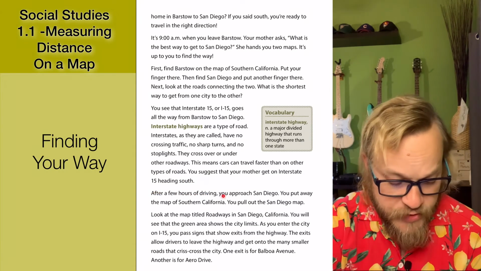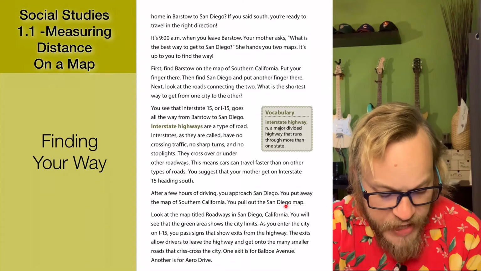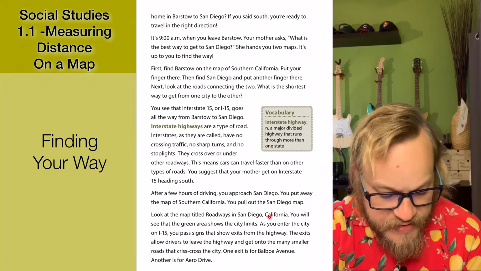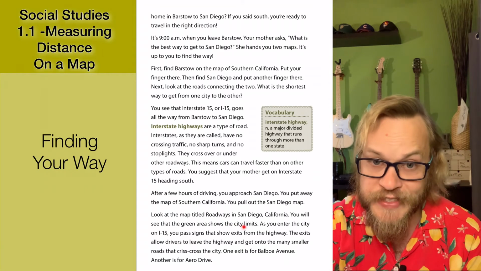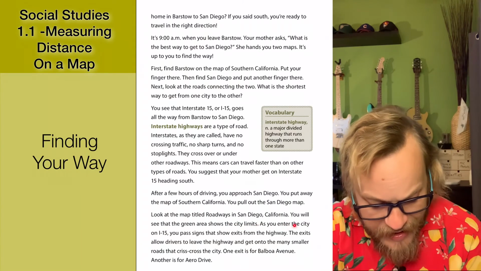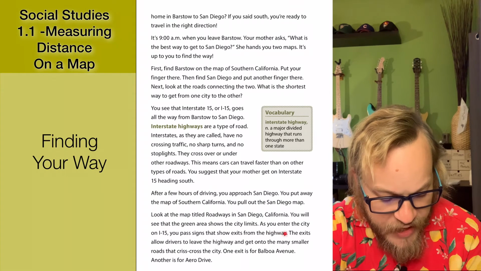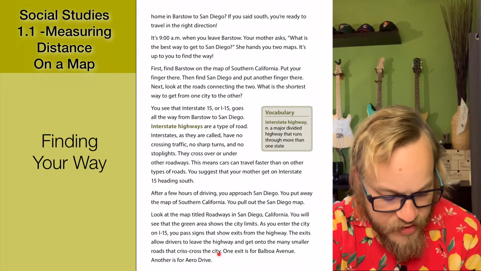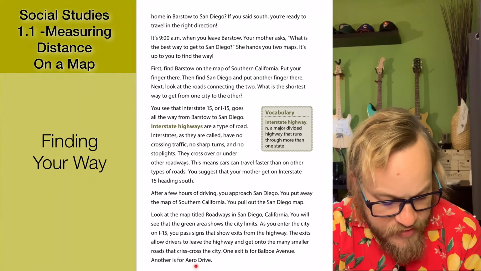After a few hours of driving, you approach San Diego. You put away the map of Southern California and you pull out the San Diego map. Now, looking at the map titled Roadways in San Diego, California, you will see that the green area shows the entire city limits of San Diego. As you enter the city on I-15, you pass signs that show exits from the highway. The exits allow drivers to leave the highway and get onto the smaller roads that crisscross the city. One exit is for Balboa Avenue and another is for Arrow Drive.